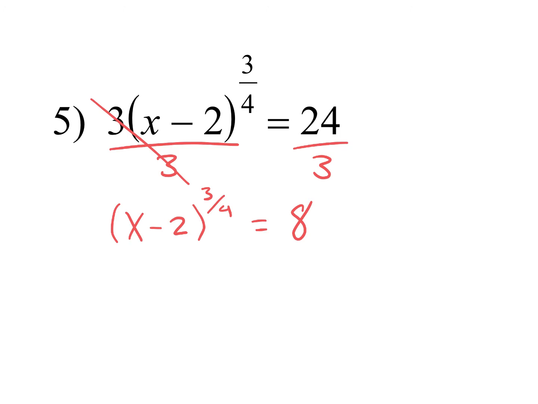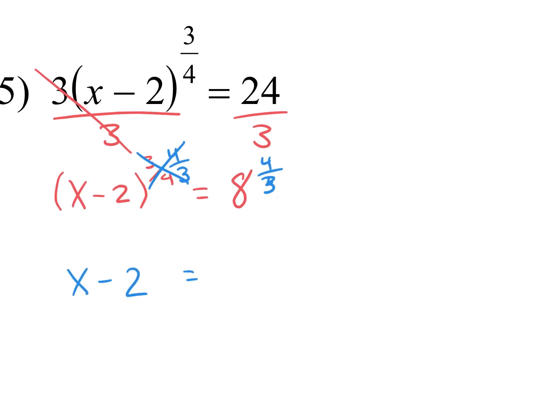Reciprocal? What's the reciprocal of 3 over 4? 4 over 3. So raise both sides to the power of 4 over 3. What happens on the left side? Cancels. So then we just have everything on the inside, x minus 2. On the right side, we actually have to evaluate what 8 to the power of 4 over 3 is. So let's do that on the side here.